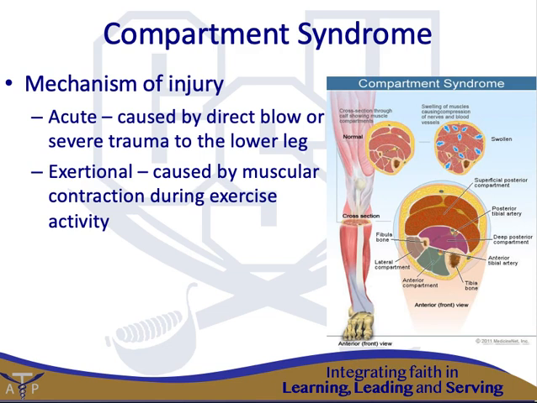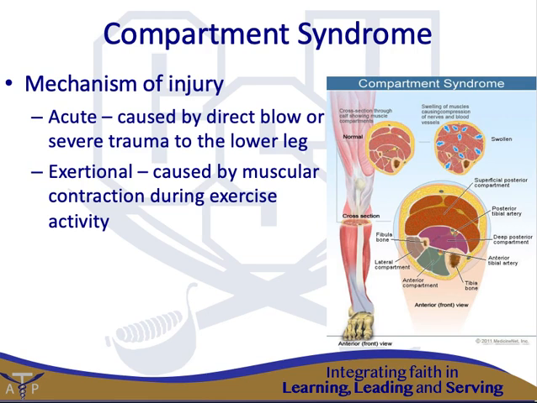Compartment syndrome can also occur in athletics. The lower leg has 4 compartments that contain muscles which move the ankle and the foot, along with nerves and blood vessels. Compartment syndrome is a condition in which the pressure in the lower leg compartment increases and begins to compromise the nerves and vascular structure. So it really cuts off all that blood supply and feeling down into the lower leg.